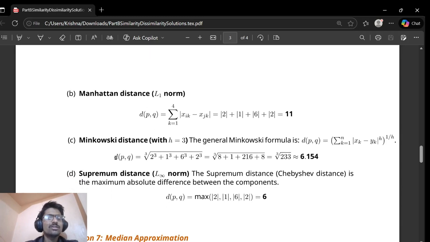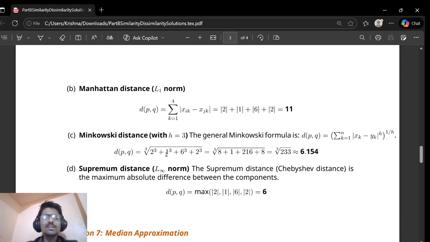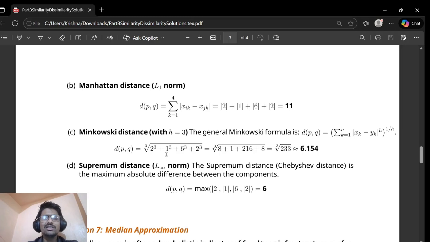Then Minkowski distance with h equal to 3. The general Minkowski formula is d(P, Q) equals the summation of k equals 1 to n of the modulus of xk minus yk to the power h, all to the power 1 divided by h.